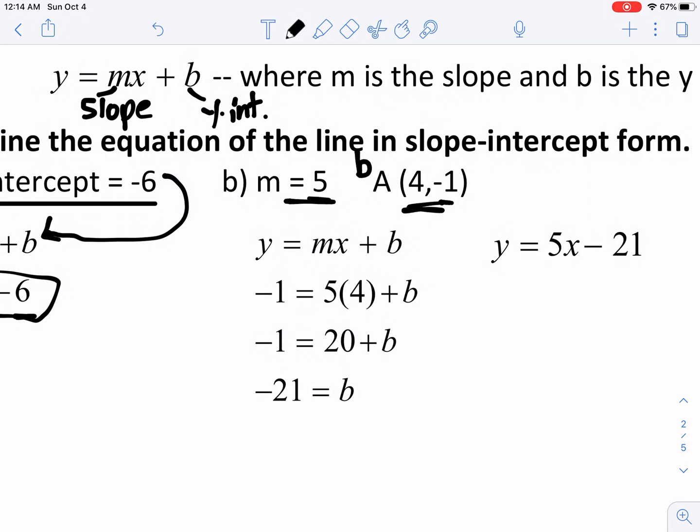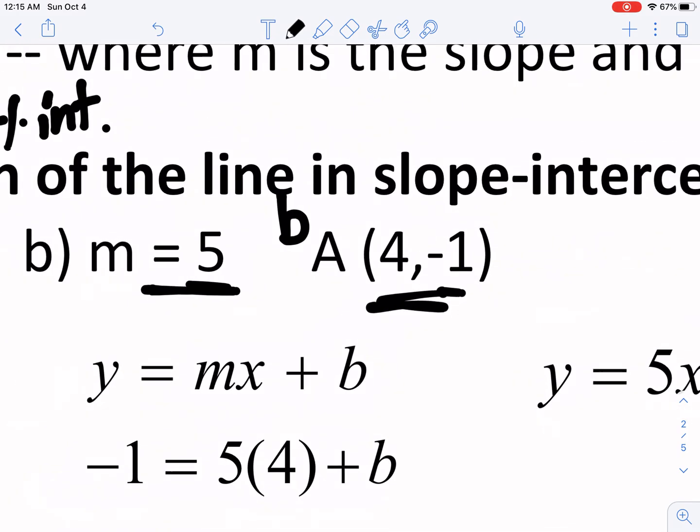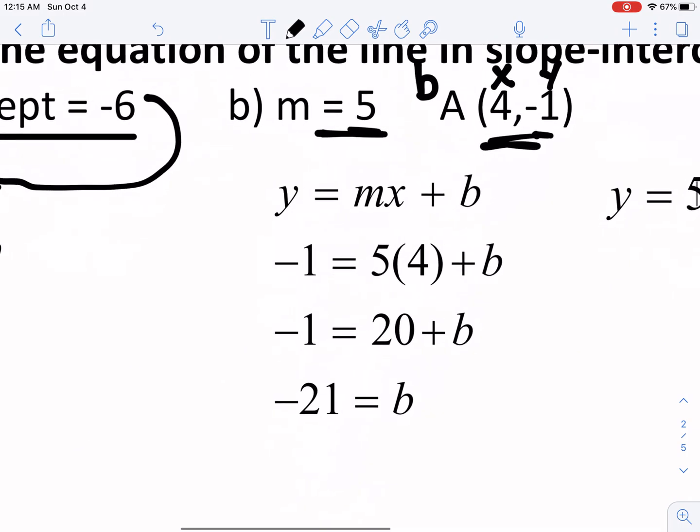Well, you say, where am I going to plug in 4, -1? How does that fit into y equals mx plus b? Well, if they give you the point A, 4, -1, doesn't that mean that 4 represents the x? Yeah, 4 is x, right? What about -1? What would that be? That's y, okay? So we're going to plug it in just like that.